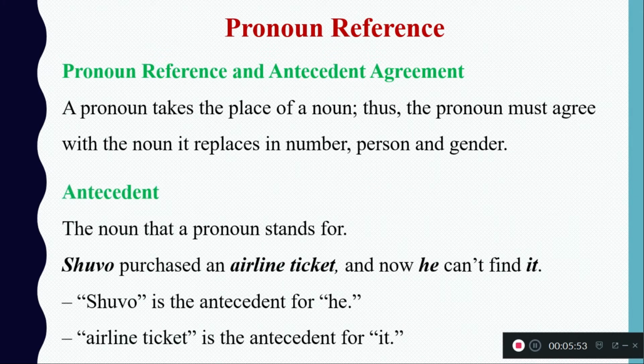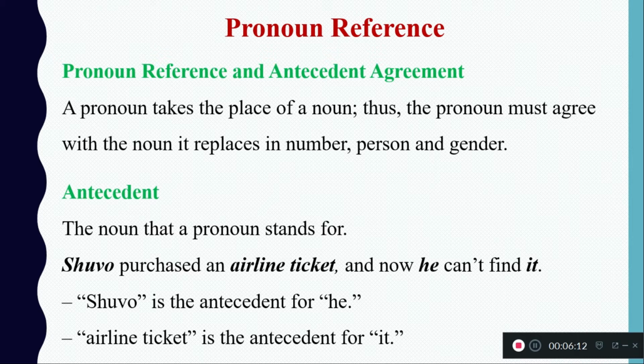Let's look at the example sentence. Shubho purchased an airline ticket and now he cannot find it. Here Shubho is the antecedent for he and airline ticket is the antecedent for it. Hope you understand what is an antecedent.